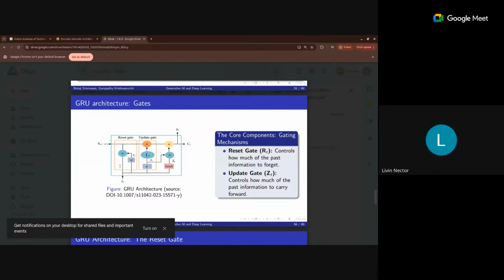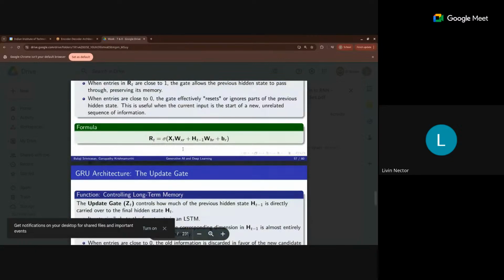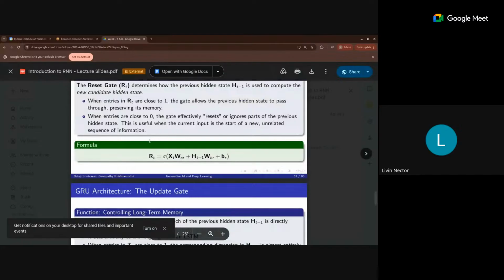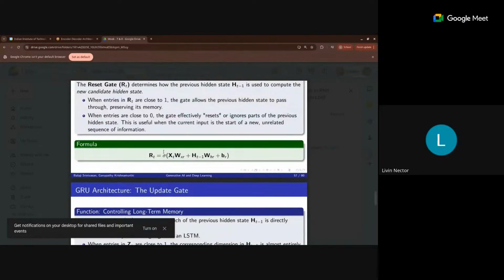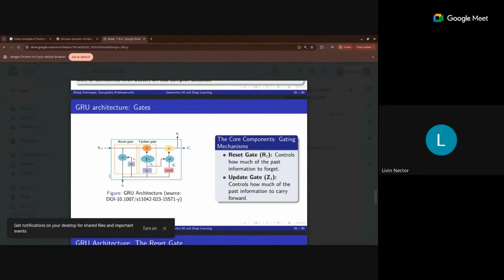Let me see. H_{t-1} should be reset with this. Actually, I think there should be a connection over here also. H_{t-1} is actually used in the reset gate, which means the sigmoid's input is also H. So for the sigmoid, the H_{t-1} should also come here. Okay, coming here. Then it is okay.